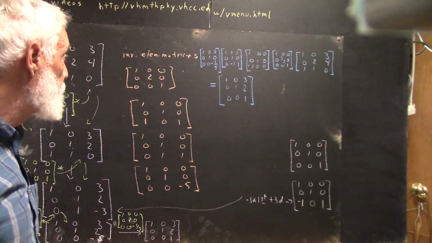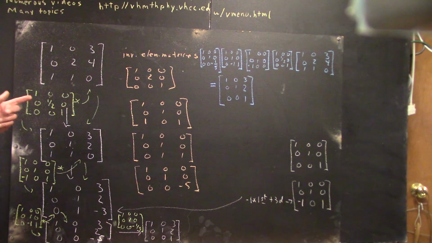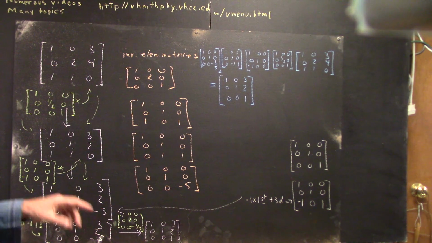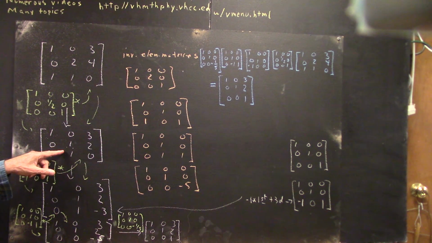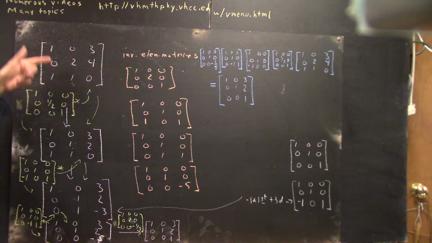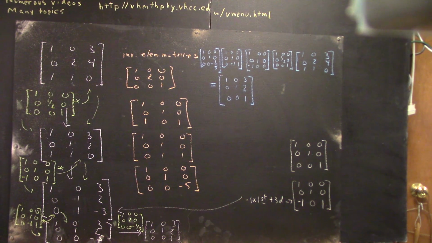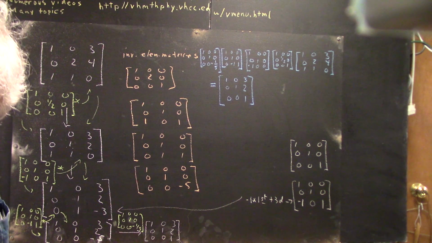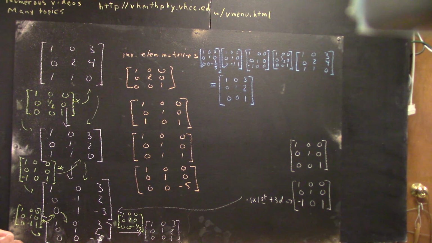Okay, now, the inverse of this matrix. What effect does this matrix have? This matrix takes half of the second row. Once I've got half of the second row, how can I get back to my original matrix? I can multiply by... well, if I double the second row of this matrix, I get back here, don't I?